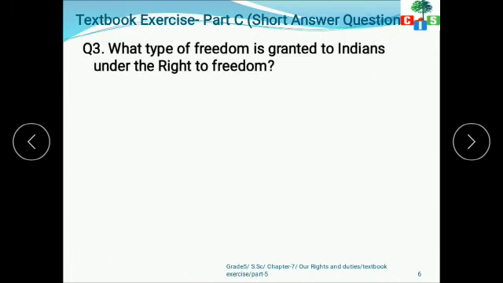What type of freedom is granted to Indians under the right to freedom? So children, what does this right to freedom say? The right to freedom says that every individual has the right to speech, to express their thoughts, and there are certain other freedoms also given, right? So let's see what is the answer.